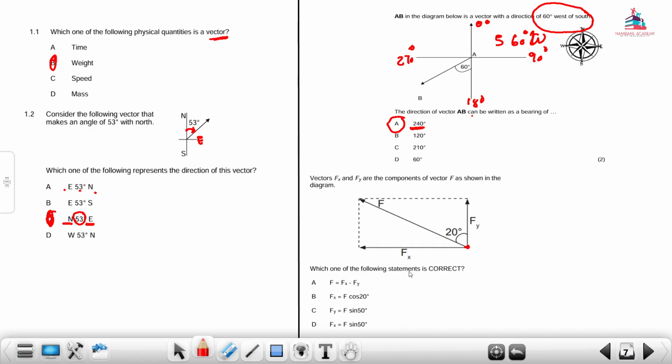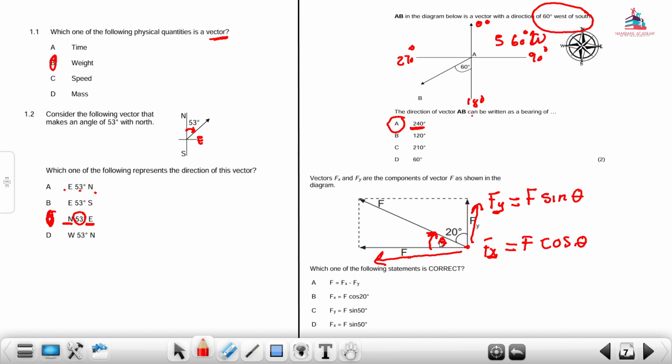So it's asking which of the following statements is correct. When you have the parallelogram law, you have Fy. You also have Fx, which is always given by F sine theta. Then this is always given by F cos theta. Fy being this, Fx being your horizontal, F being your resultant. Then the angle, very important, the angle is always the angle from your x-axis to your resultant.